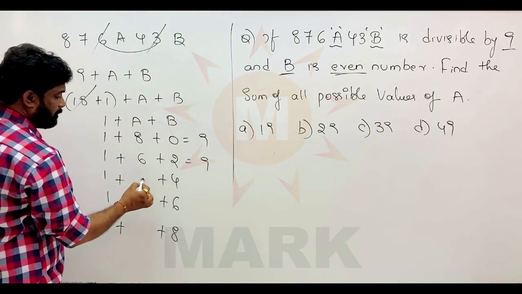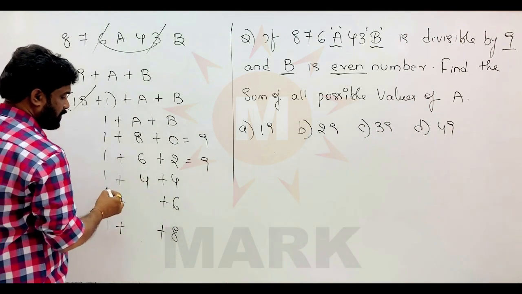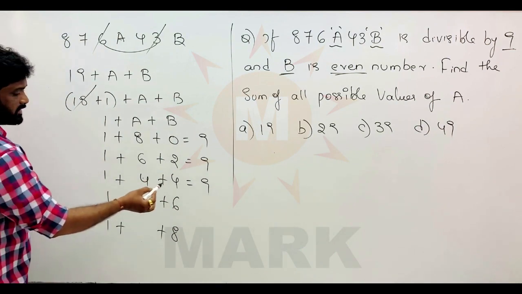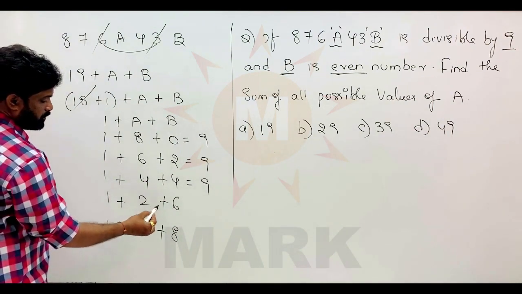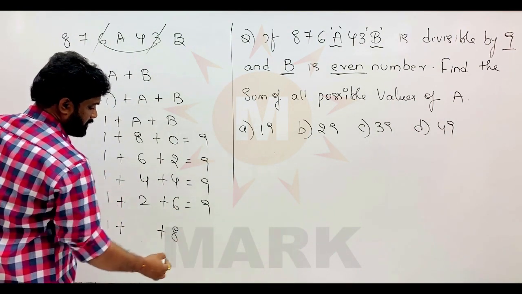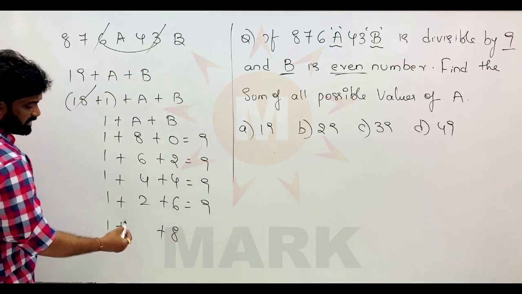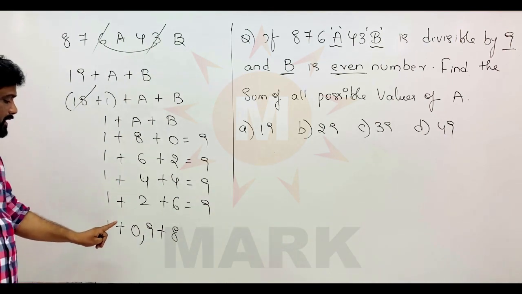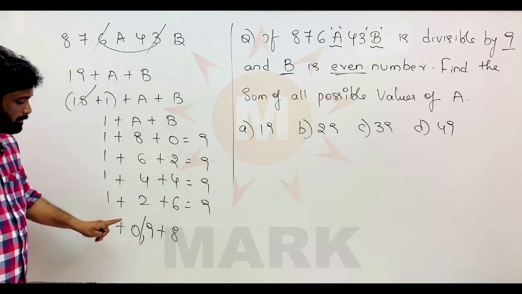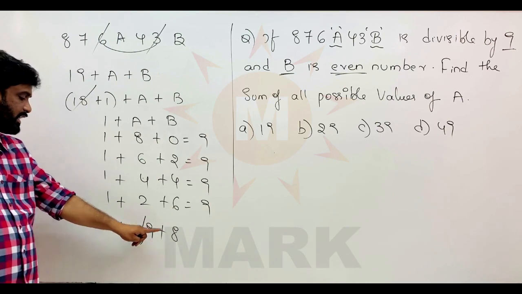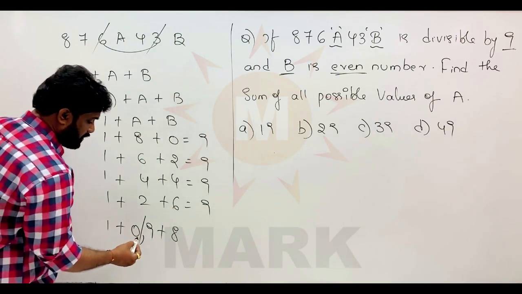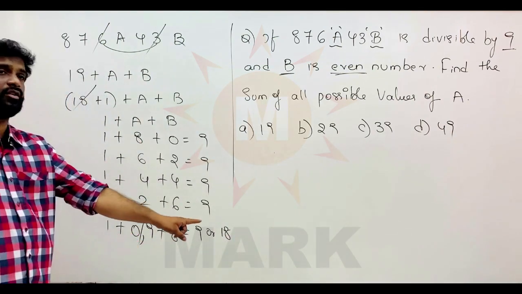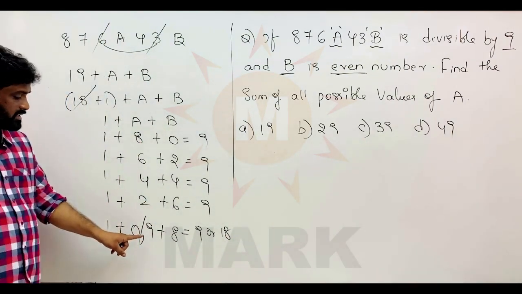So 1 plus 4 plus 4 is 9, so that is divisible by 9. 1 plus 2 plus 6 is 9. Then 1 plus 0 plus 8 gives 9, or I can put 9 also, because 1 plus 9 plus 8 gives 18. So if I put 0 here, 9 or 18 also will come as the sum. That means 18 is also divisible by 9. So in this place I can put 0 or 9.